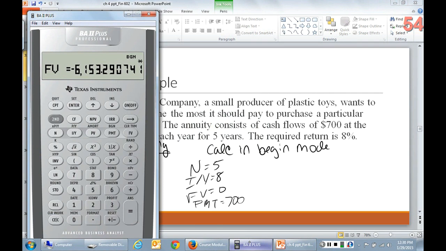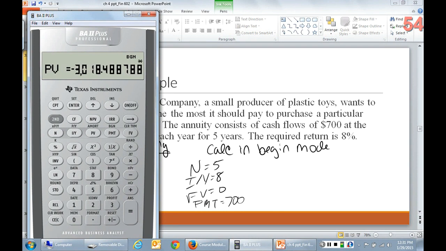So on our calculator, first step, clear time value of money. And we see that our calculator is already in begin mode. If it weren't, you would push second and payment, second and set, and second and quit. Set is located above the enter button, and quit is located above the compute button. So N is 5, the interest rate is 8, the future value is 0, and the payment is $700. And we want to compute the present value.